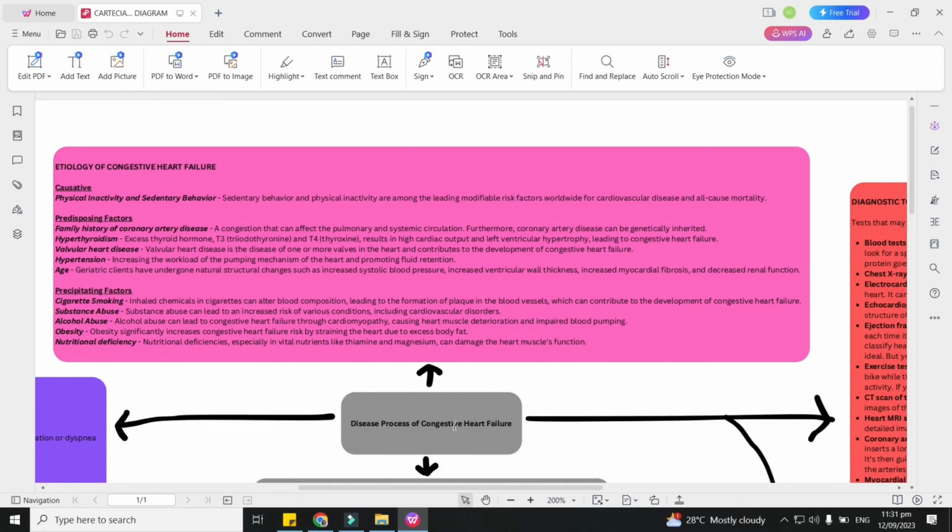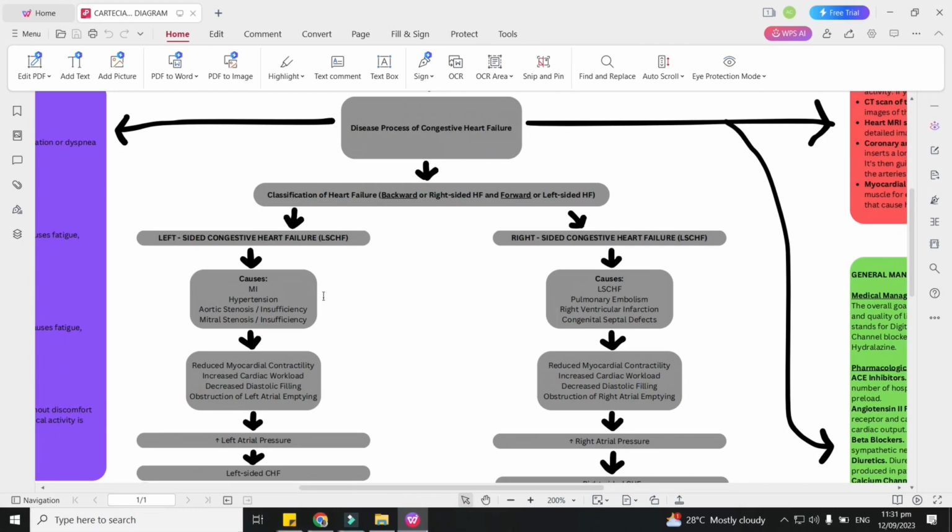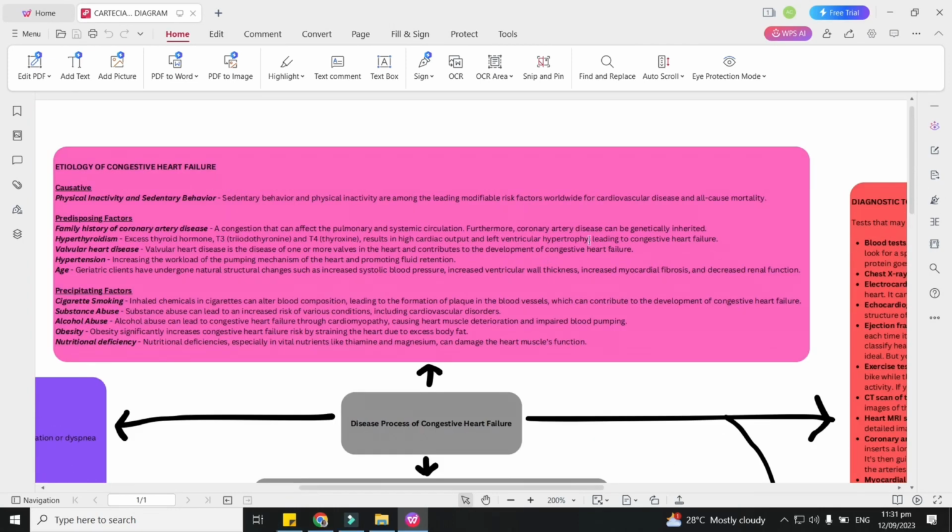Predisposing factors are also non-modifiable. For example, there is hyperthyroidism for our patient. Our patient has excess thyroid hormones, T3 and T4. It results in high cardiac output and left ventricular hypertrophy, leading to congestive heart failure. Later on, in the lower part, we'll be touching on that more in the disease process. But let us move on to the next predisposing factor.